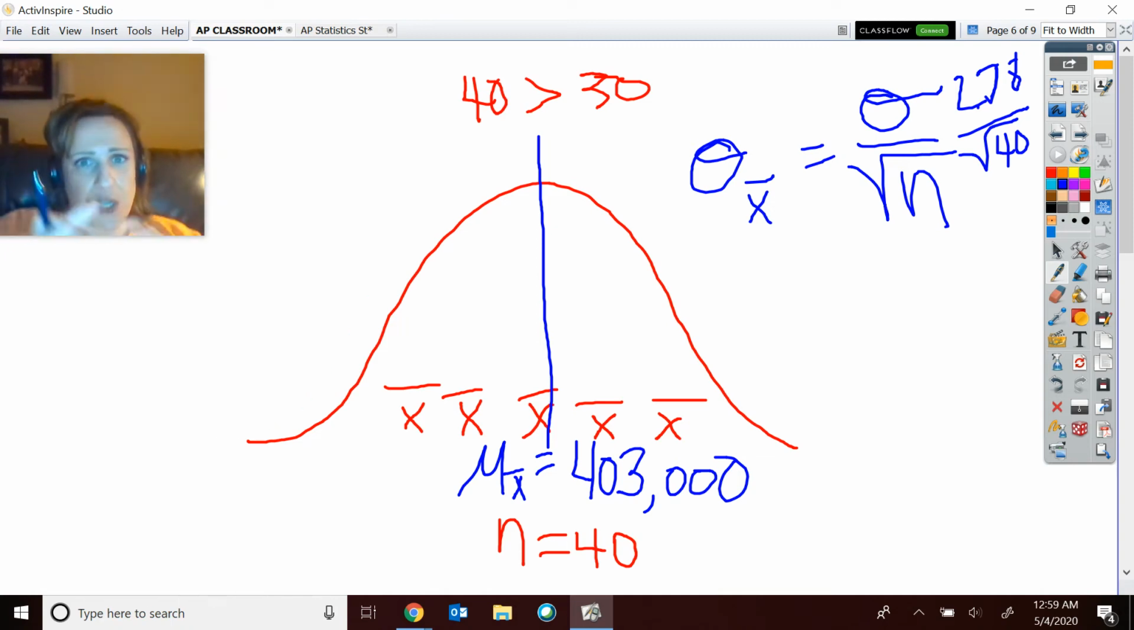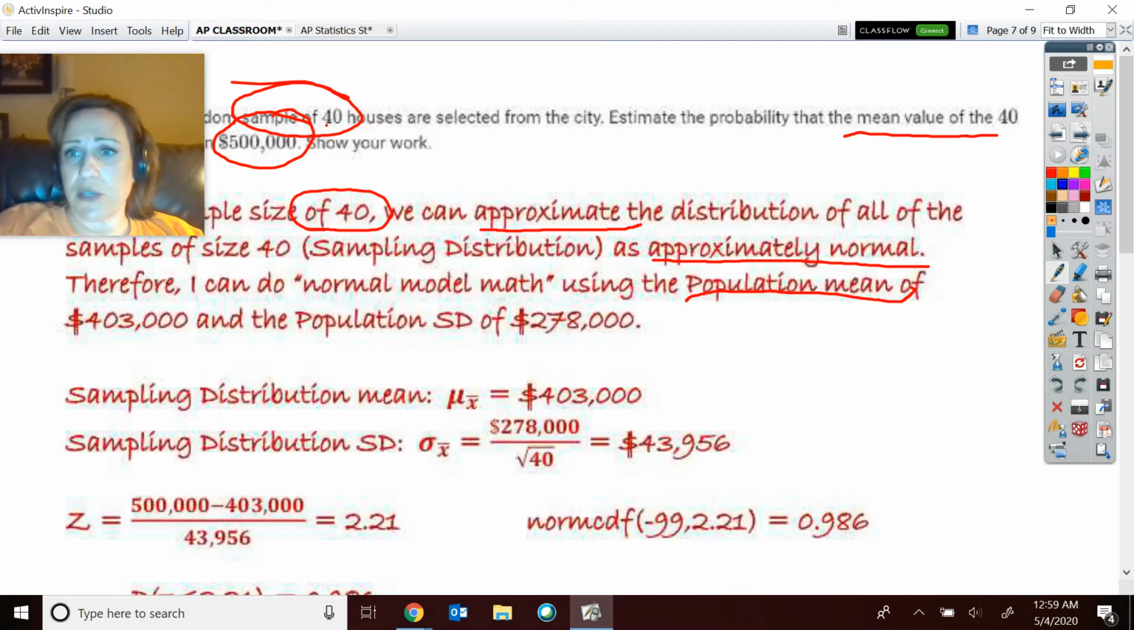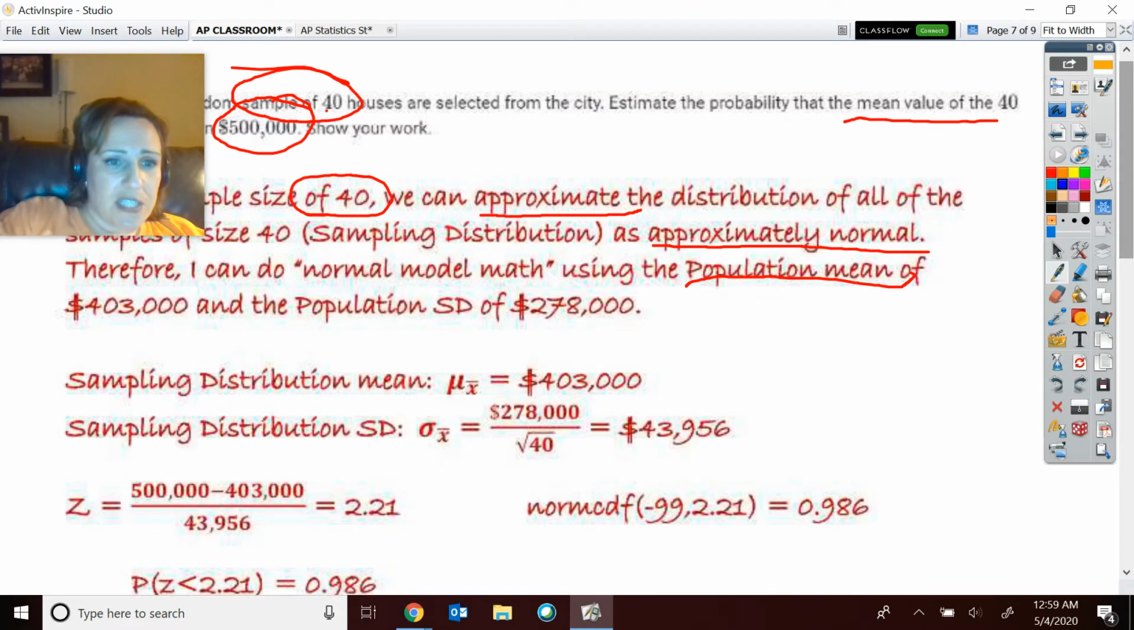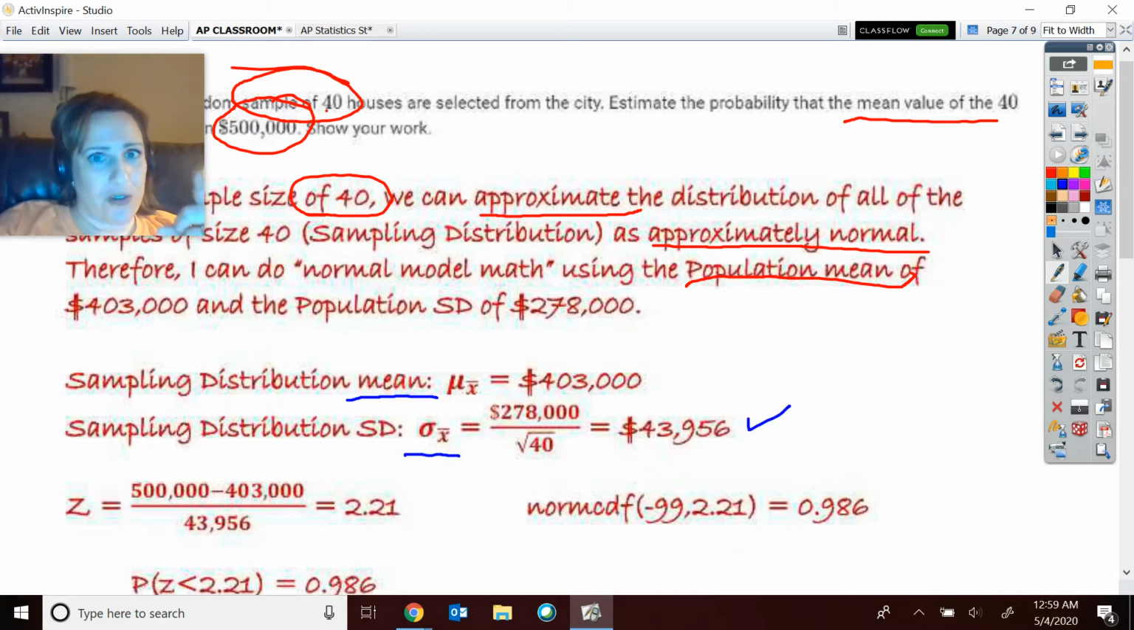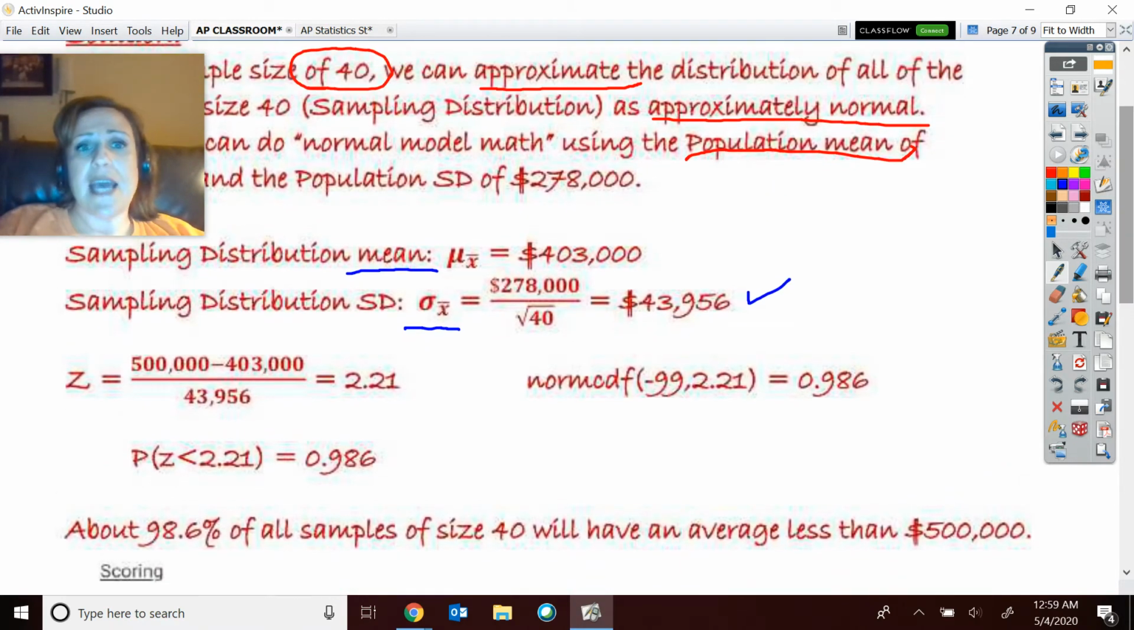That's how much less variability I have. So I have those numbers here. See, look, our sampling distribution is centered here. Our sampling distribution has this standard deviation of 43,000. See, much lower, much less variability. All right, so then I do my z-score and all that kind of stuff.